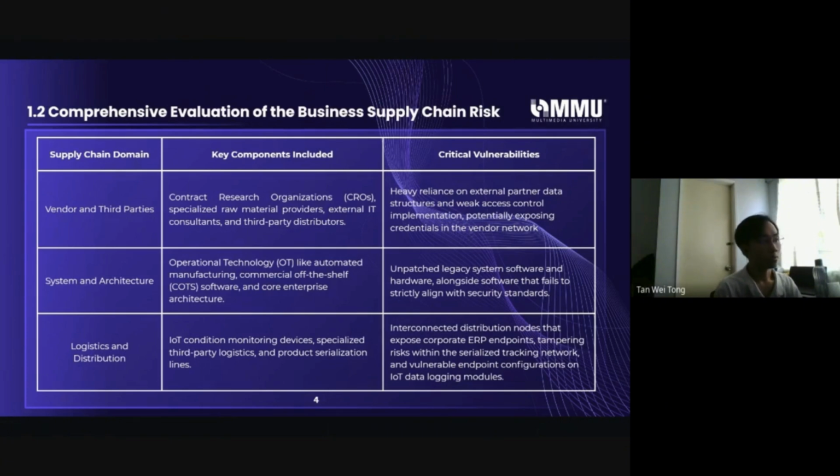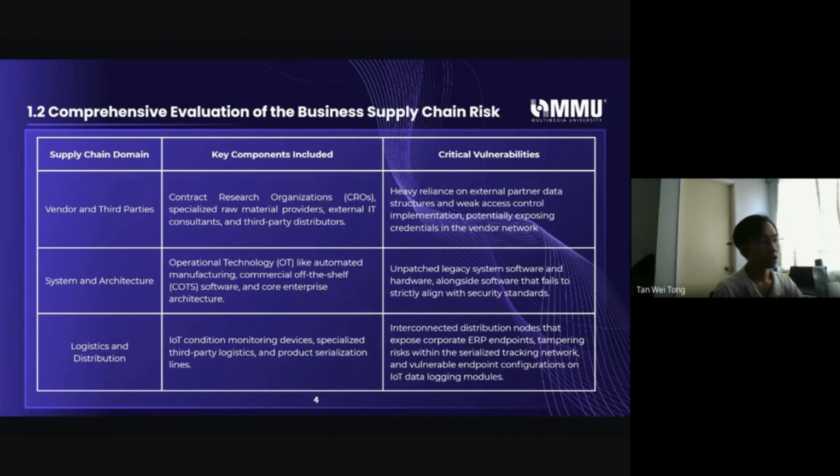Next. Let's talk about the comprehensive evaluation of business supply chain risks. First, vendor and third party, such as contract research organizations, specialized raw material providers, external IT consultants, and third-party distributors. The critical vulnerabilities are heavy reliance on external partner data structures and weak access control implementation, potentially exposing credentials in the vendor network.